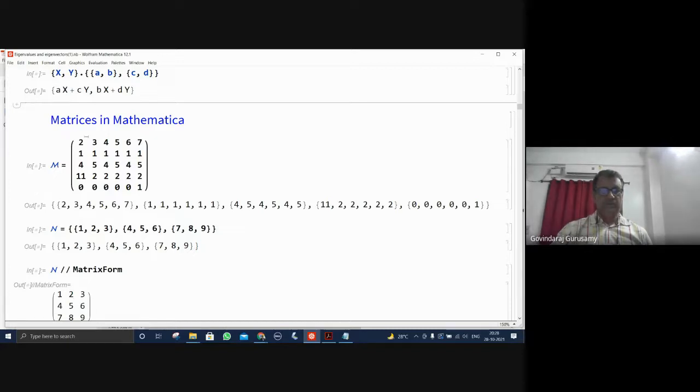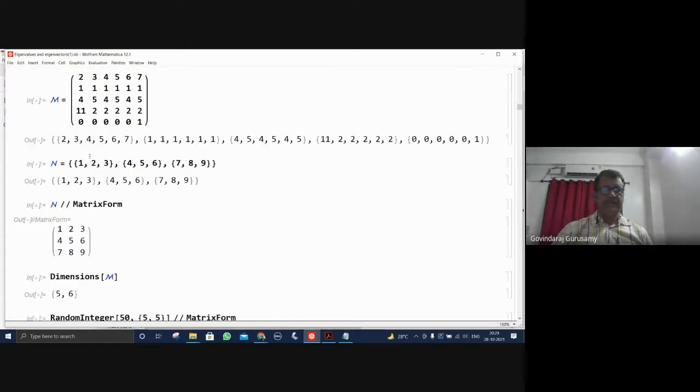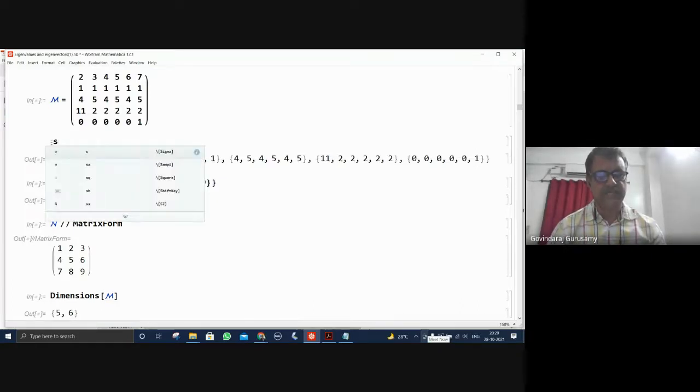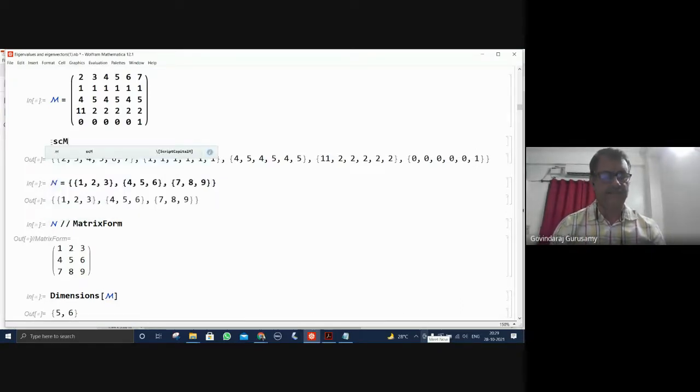If you want to pick out a column, you have to transpose this. Then this will become column vectors. That's what will be happening. So this is M, and this M is a script letter. How do you do that? You press escape, type a small s c, type a capital M, and then press escape. That is what you'll get. You can do it for all alphabets.